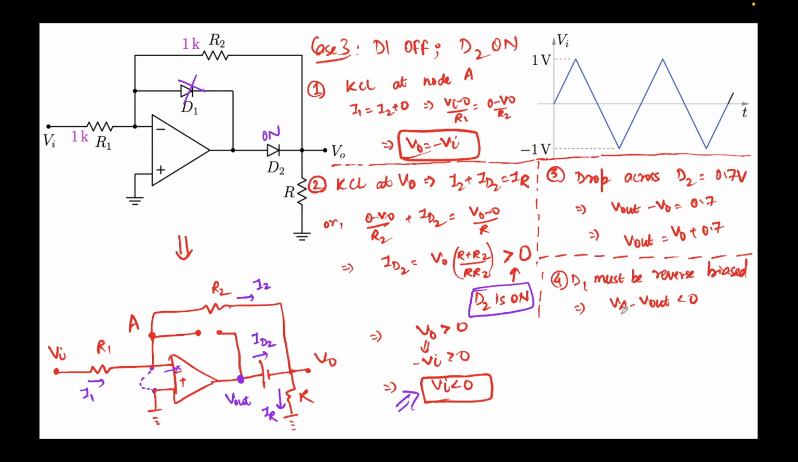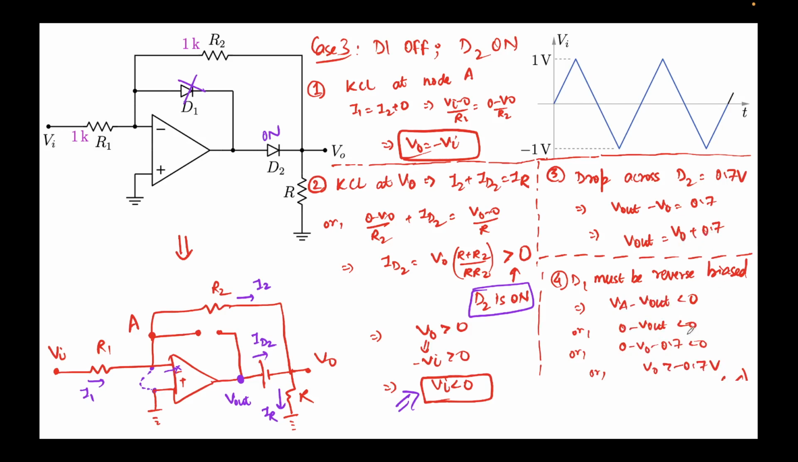D1 is off. So Vi, its P terminal, which is sitting at Va, which is the voltage here, minus V out, its N terminal's voltage, which is here, should be less than 0. Only then will this be reverse biased. Right, P terminal should be less than N terminal. So I place the value of Va, which is 0. V out remains as it is, and the expression for V out we have obtained here is V naught minus 0.7.